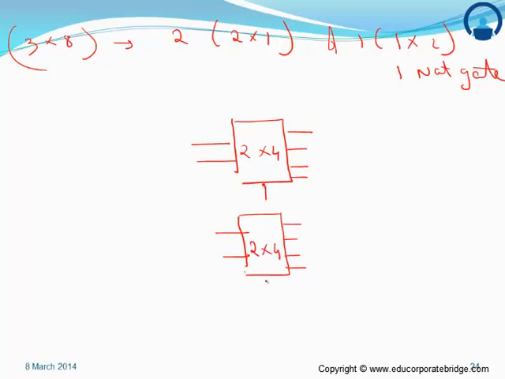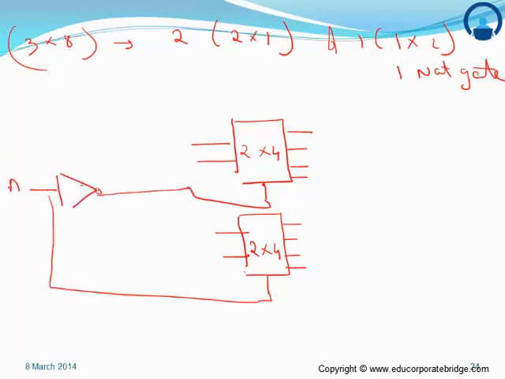Active high, so enable pin, okay, and one NOT gate, as we require one. That is, this is A, this is B, C, this is B, C. So if we select A equal to 0, this will be 1. So this, for example, let's say A, B, C.